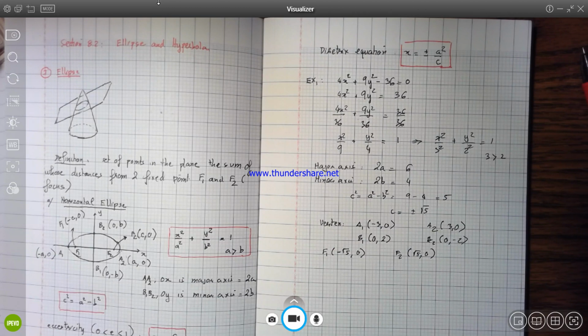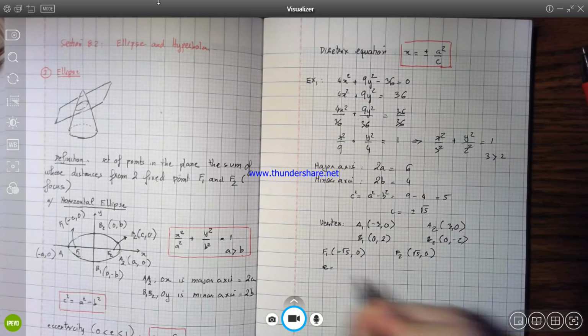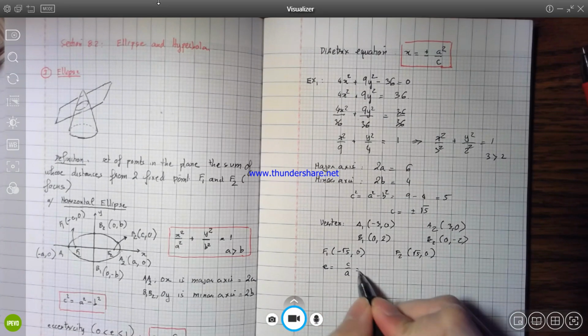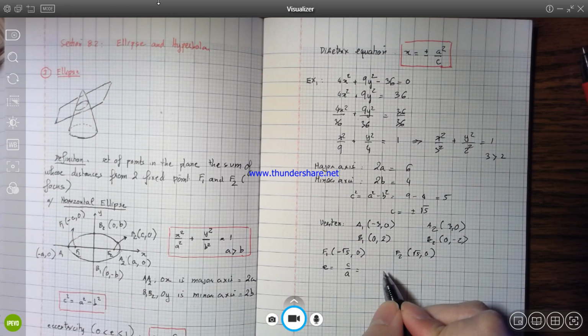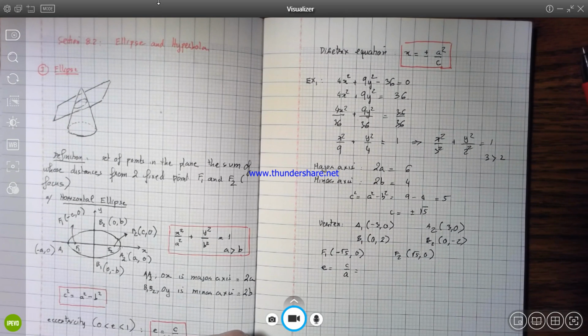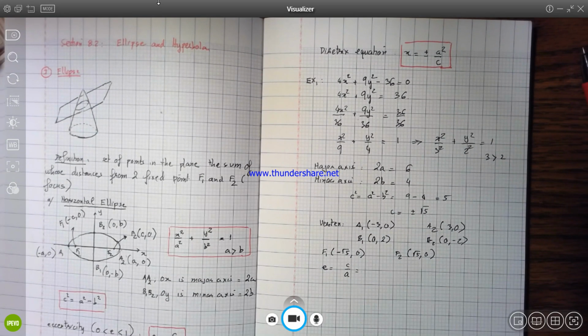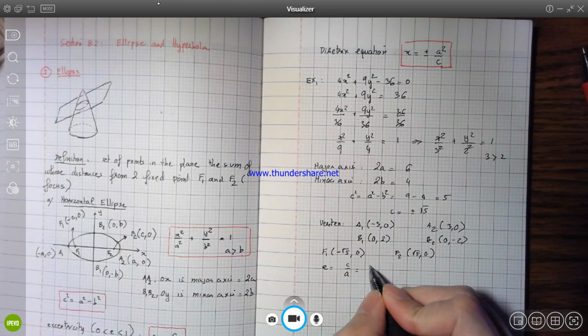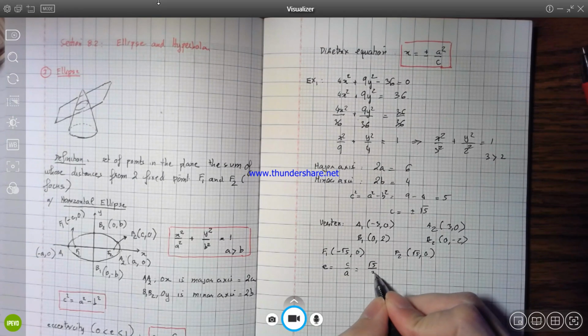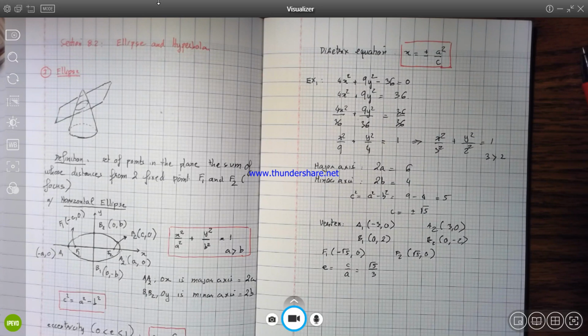And we also can find the eccentricity e equals c over a. c over a should be plus and minus, but because eccentricity is between 0 and 1, it cannot be negative, so we just take square root of 5 over 3.